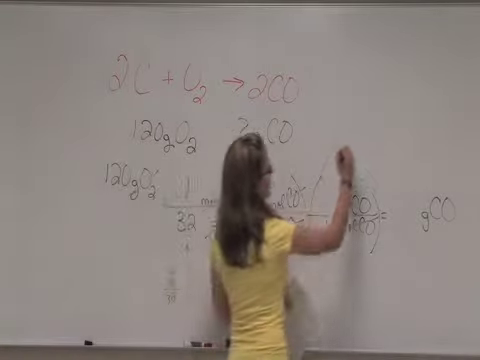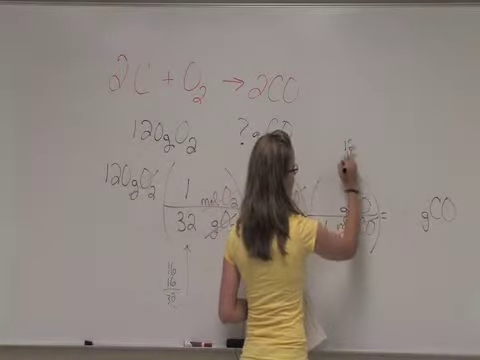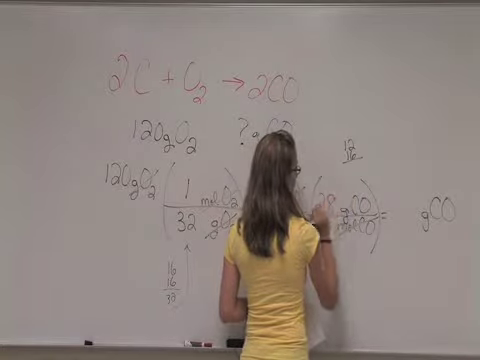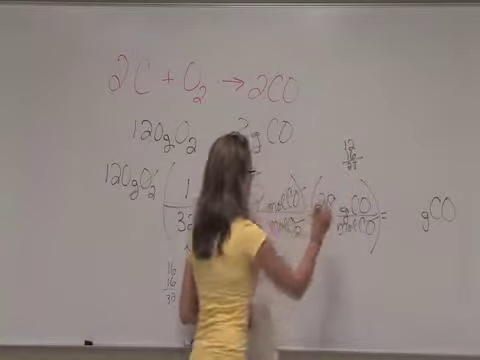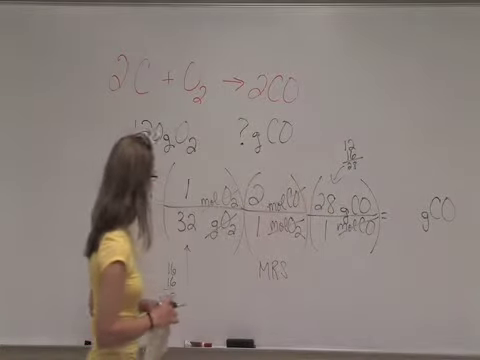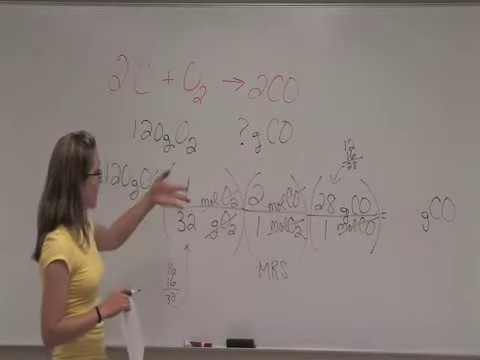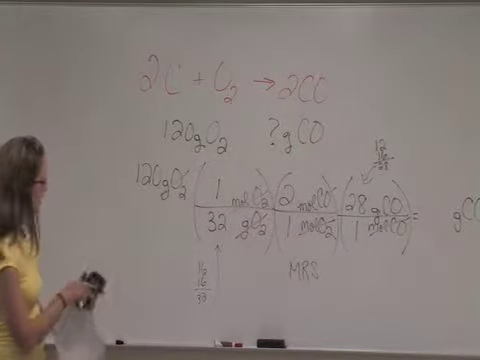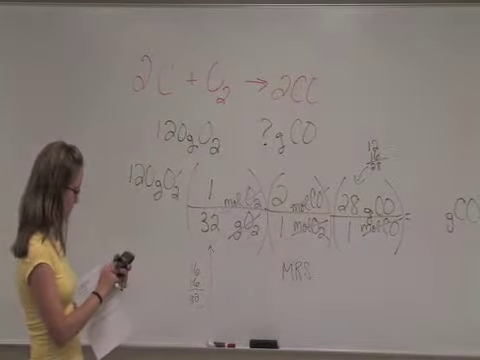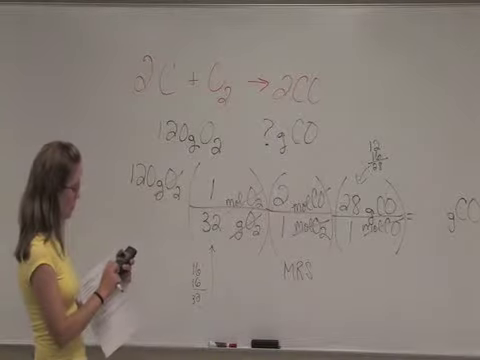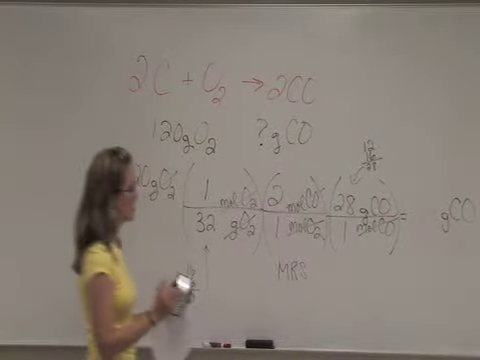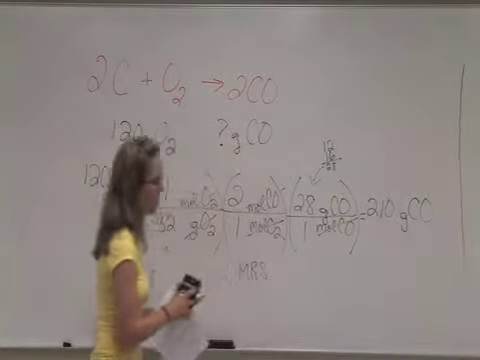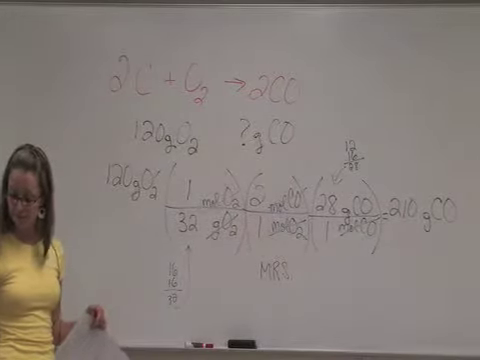And carbon is 12, oxygen is 16. Add those up to get 28. If there's a number in the top, you multiply. If there's a number in the bottom, you divide. So this one says to take 120 divided by 32 times 2 times 28. So 210 grams of carbon monoxide can be made.